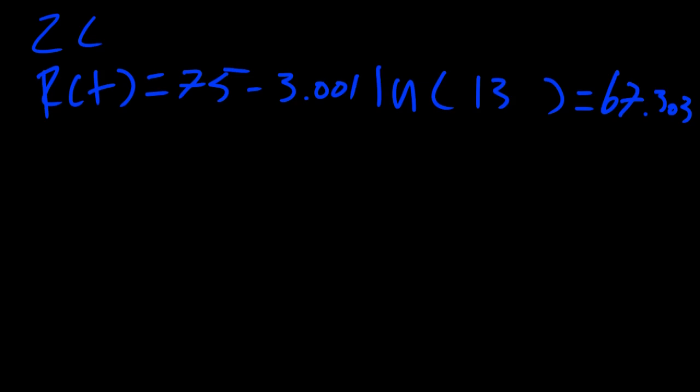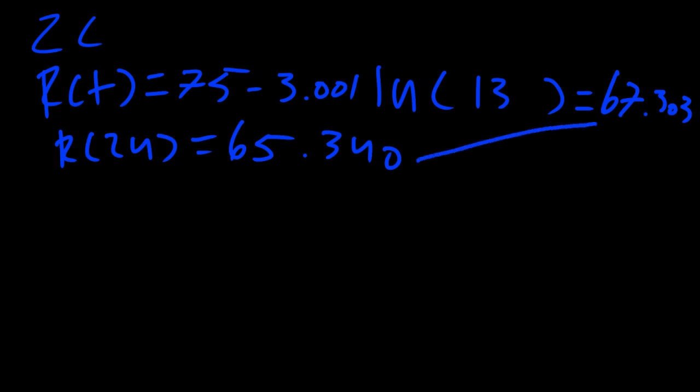Now we can do the second year. We plug in 24 for t because it's the second year. So I'm just going to write down R24. When you plug that into your calculator, R24 is equal to 65.340. You can tell that these two have a difference of more than one, so our model is still valid.